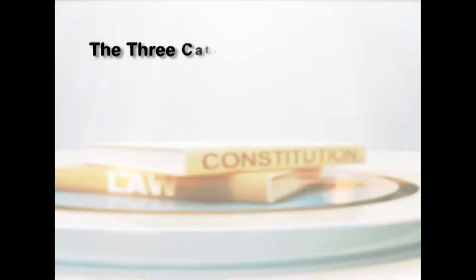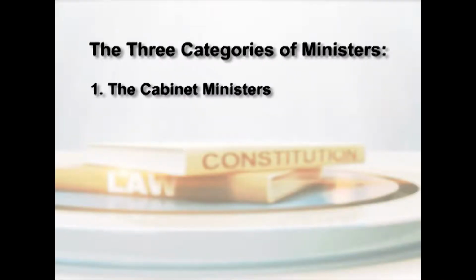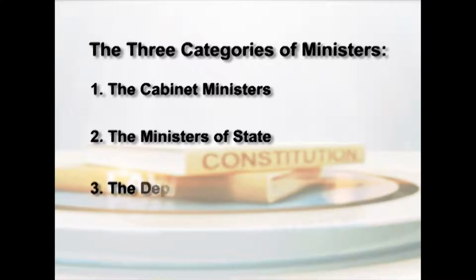In fact, it was Mr. Gopalaswamy Iyengar who, in his report presented in the year 1949, had classified the ministers broadly into 3 categories. They are namely the cabinet ministers, the ministers of state, and the deputy ministers. Let us examine these 3 categories for our convenience in the following manner.